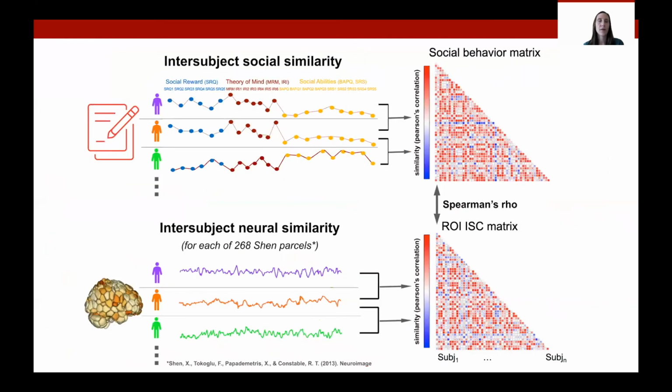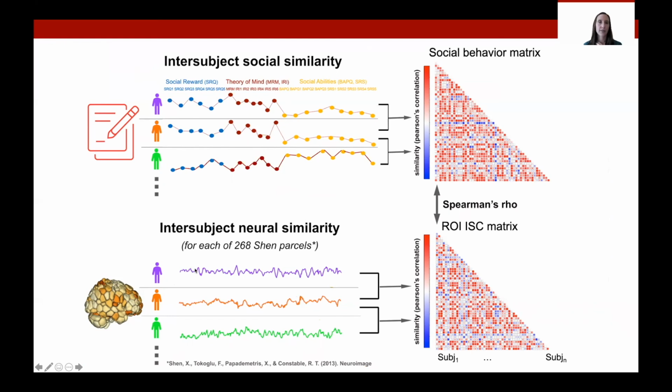And so this is work led by Junaid, and what he did was use intersubject representational similarity analyses to look at how social similarity is related to neural similarity. In particular, this subject-by-subject matrix is created for the intersubject social similarity by correlating these behavioral profiles for each pair of participants. And then the intersubject correlation matrix is created for each ROI by extracting the time course.